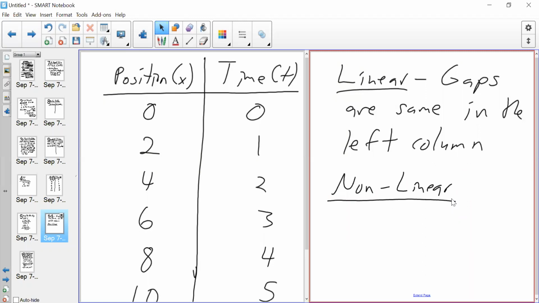You're going to see that because cars speed up. If I push a car in class, due to friction and all that good stuff, there will be a moment where the car speeds up and then it slows down due to friction. I'm going to have an increase and a decrease in the gaps. So nonlinear: gaps are not the same, increasing or decreasing, right?